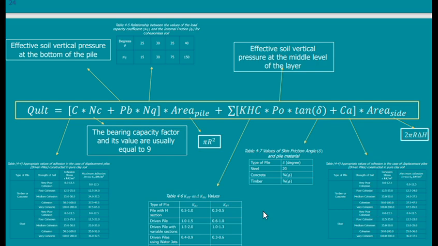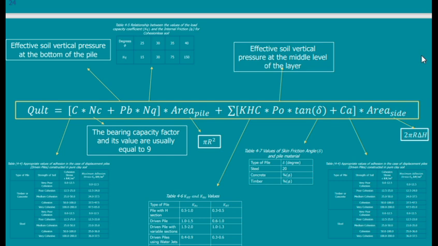So we're just discussing how to do it as if we are really designing a pile in our normal life. These are all, here is the area of the sides. We already calculated it before. So I will insert all the numbers in this equation to get Q ultimate.